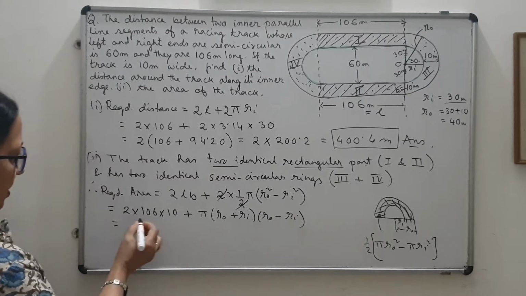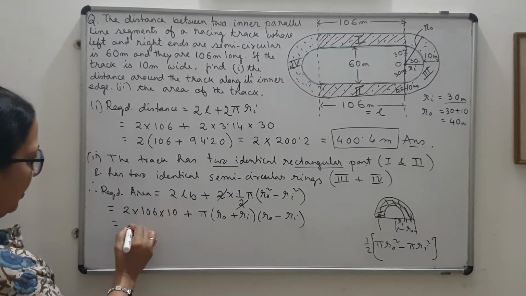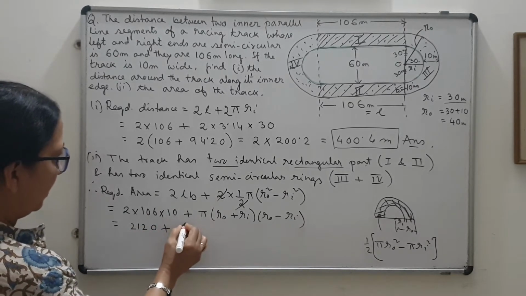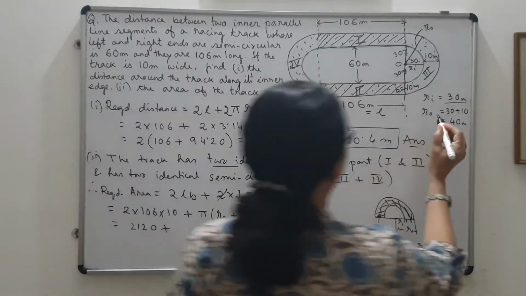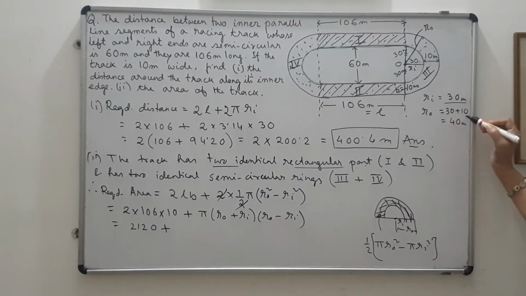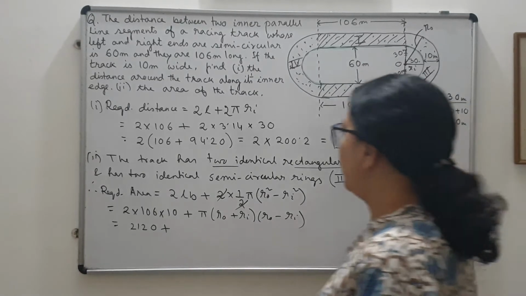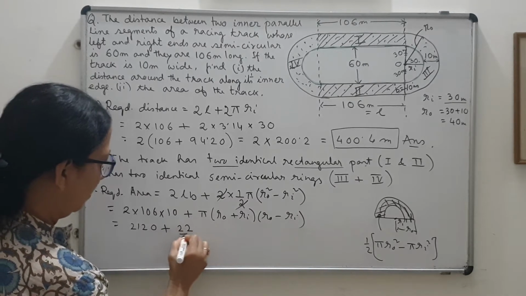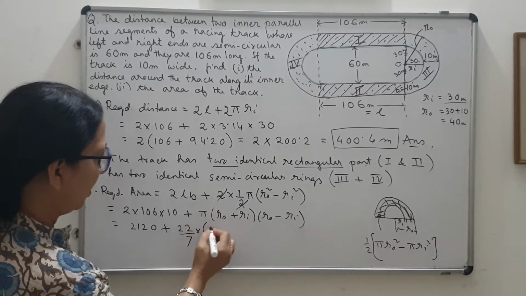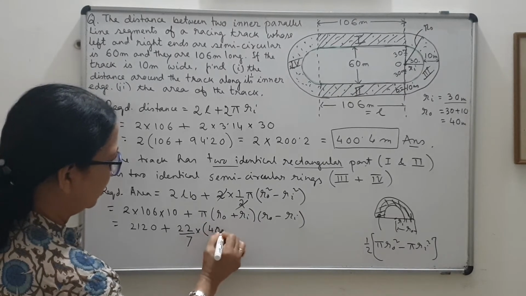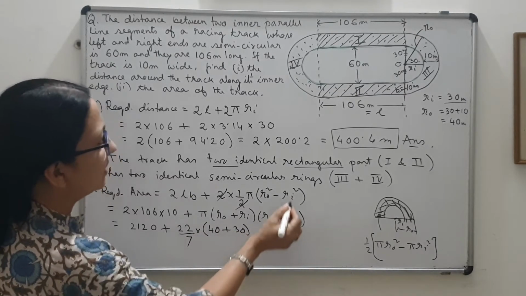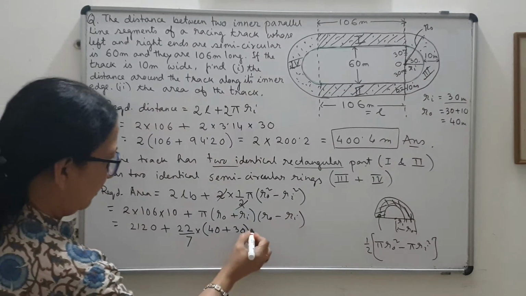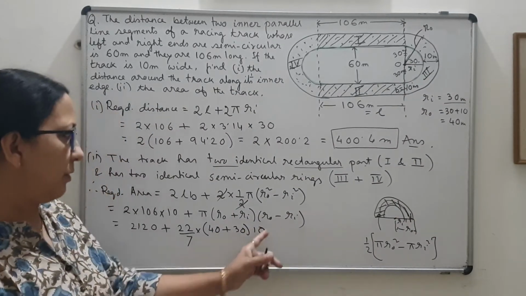So now it is 106, double of 106, 212, into 10, plus pi. Now let's see what Ro plus Ri is. You see, Ro plus Ri is 30 plus 40, which is 70. So I can take the value of pi to be 22 by 7 because of this 70. Ro is 40, the outside radius, and the inside radius is 30. And this Ro minus Ri is nothing but the width of the track.